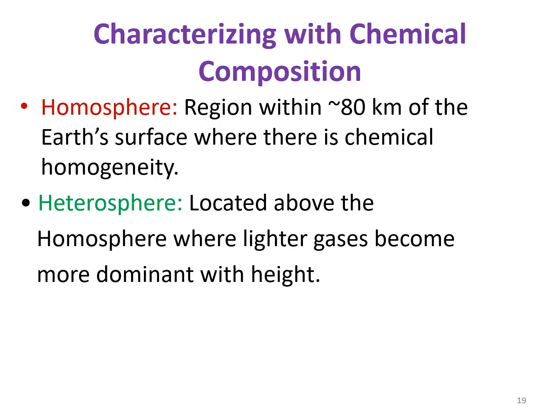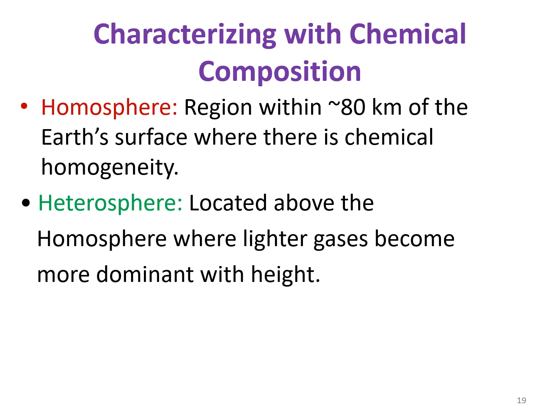The atmosphere is divided into two main regions based on the uniformity of its chemical composition, the homosphere and the heterosphere. The homosphere, extending up to about 80 to 100 kilometers, has a relatively uniform mix of gases like nitrogen and oxygen. Above this, the heterosphere exhibits a layered structure with varying gas compositions.